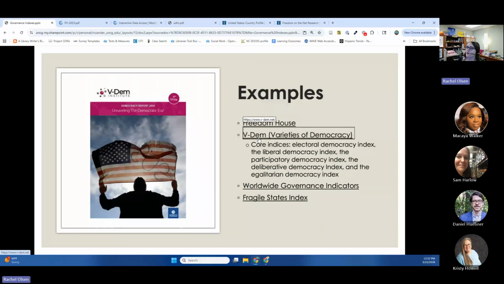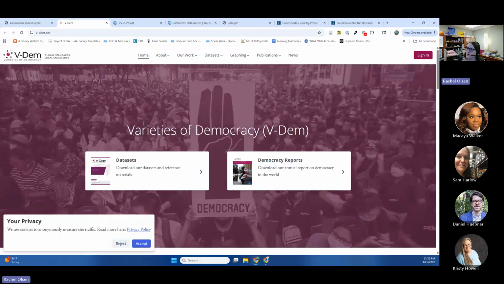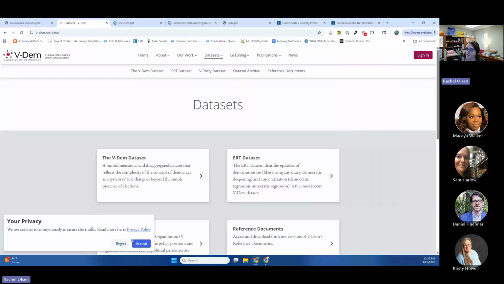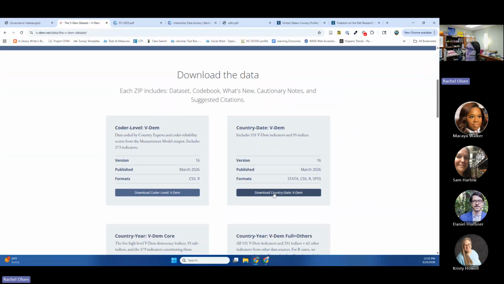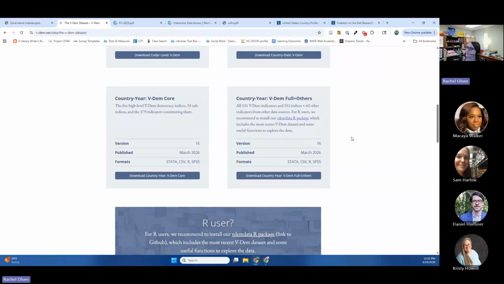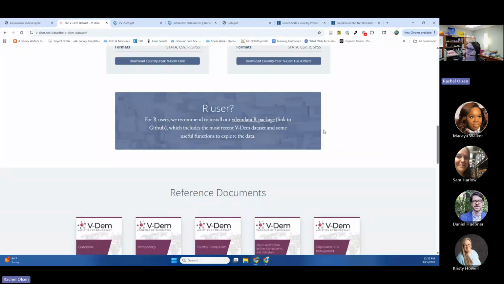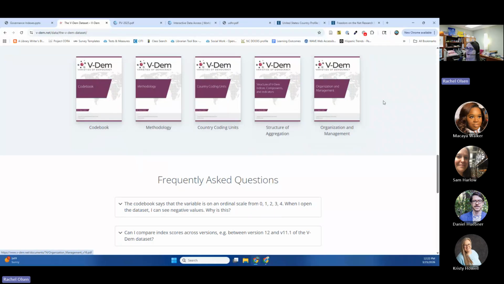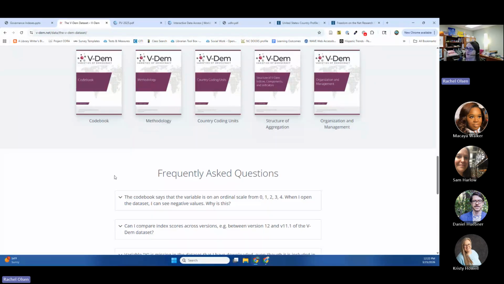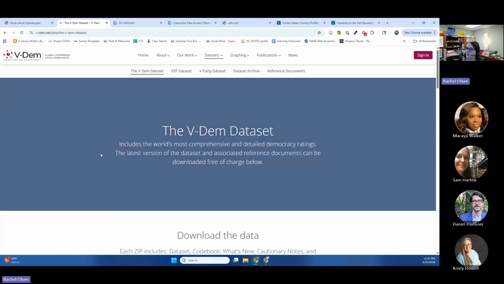Freedom House we talked about. VDEM is a big one. I really like VDEM. You can just look at raw data if that's something that you are interested in. You can download certain sets. If you are using R, which is a software for data, you can absolutely do that. They're very, very specific about how they aggregate the data. I really appreciate that.